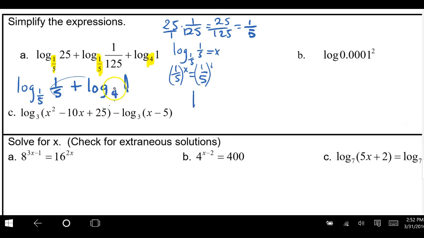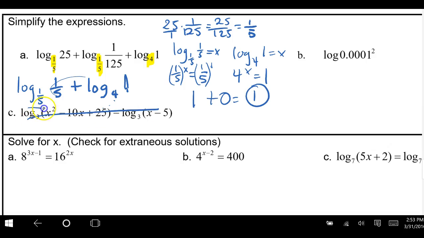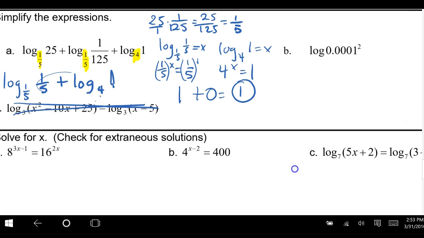And then let's evaluate or simplify the second one. Log base 4 of 1 can also be written as 4 to the some number x equals 1. Well, the only way that 4 to a power can equal 1 is if the exponent is equal to 0. So there's our number, 1 plus 0 is equal to 1. So our answer is 1. Okay, now the next one down here, the C, cross that out. We're just going to focus on B.